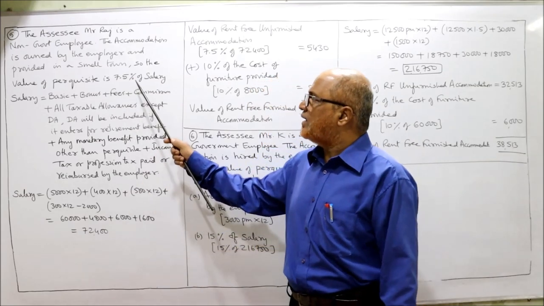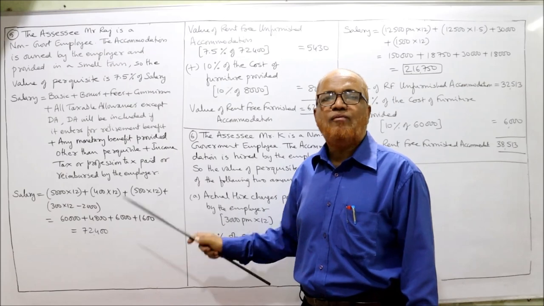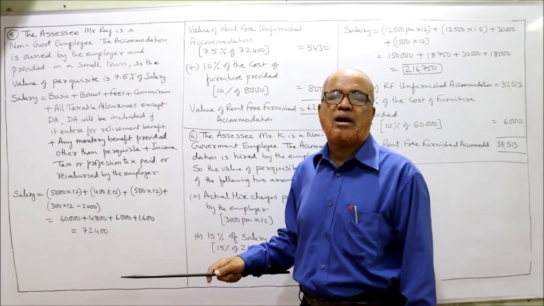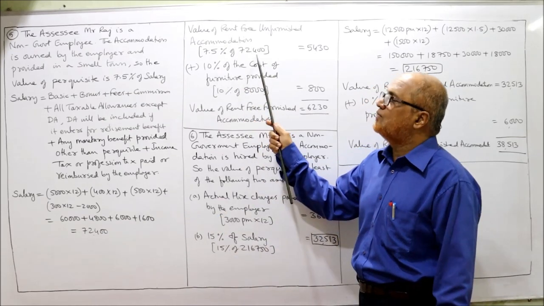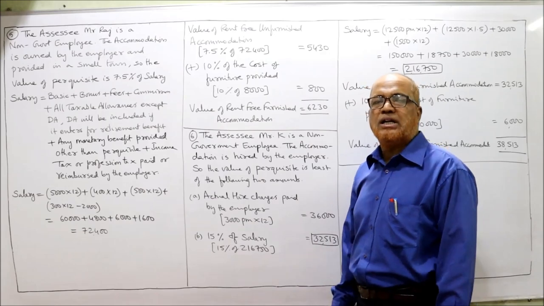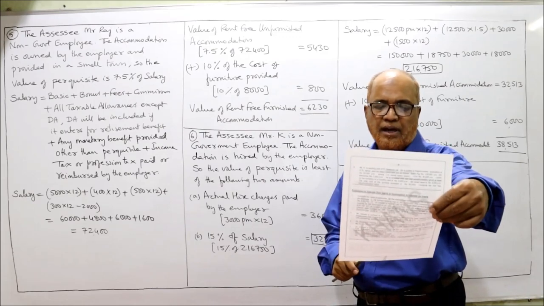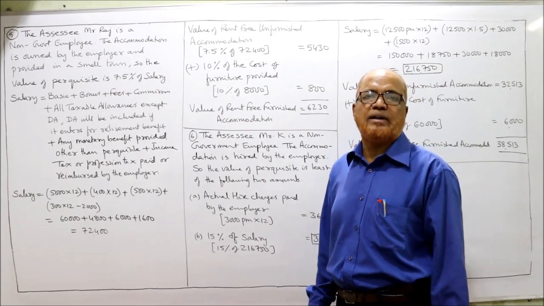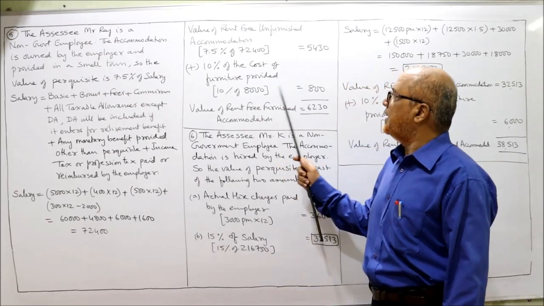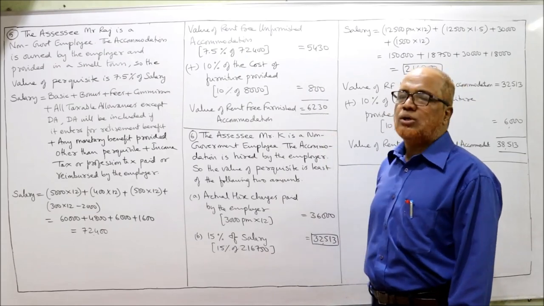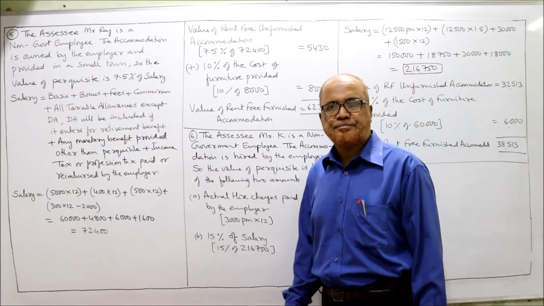So 72,400. The value of the perquisite is 7.5% of salary. So value of rent-free unfurnished accommodation, 7.5% of 72,400, comes to 5,430. To this we add 10% of the cost of furniture provided. It is given that furniture costing 8,000 is provided. 10% of 8,000 is 800. Add up, 6,230 is the value of rent-free furnished accommodation. That's it.